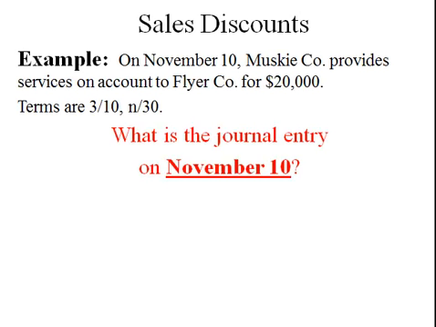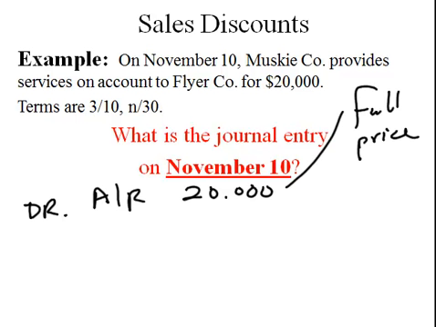For example, on November 10th, assume Muskie Company provides services on account to Flyer Company for $20,000. Terms are 3/10, net 30. The journal entry on November 10th will be to debit accounts receivable in the amount of $20,000, the full price. We credit service revenue.